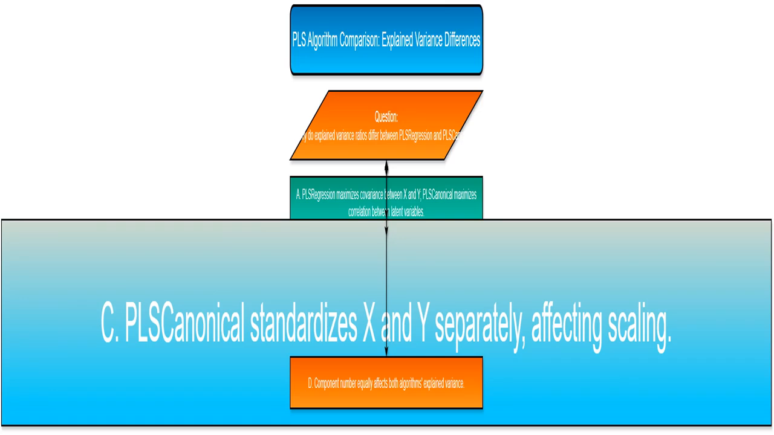Here's the key. PLSCanonical does an extra step. Before it even starts its calculations, it standardizes, or scales, both datasets, X, predictors, and Y, responses, individually. This standardization centers each variable at 0 and scales it to have a standard deviation of 1. Because of this, any differences in the scale of your initial X and Y data are removed, so you're working with equally weighted variables. That's not the case with PLS regression, and that difference causes those distinct explained variance ratios. This pre-processing step in PLSCanonical is a critical difference that affects the final results.